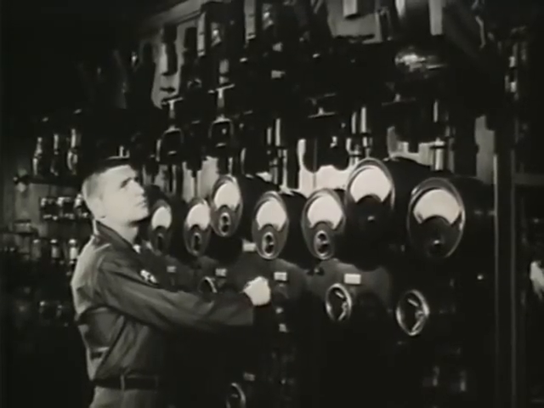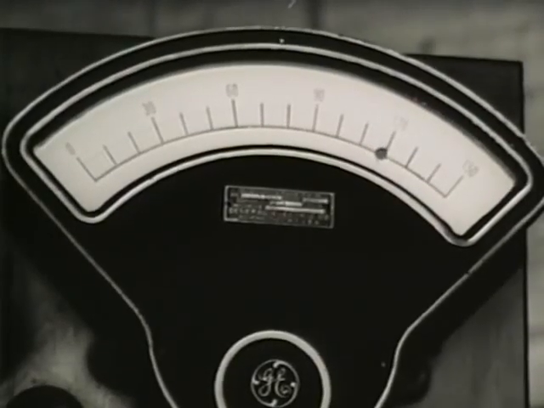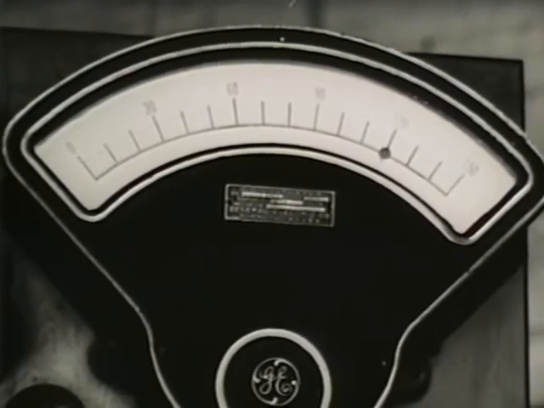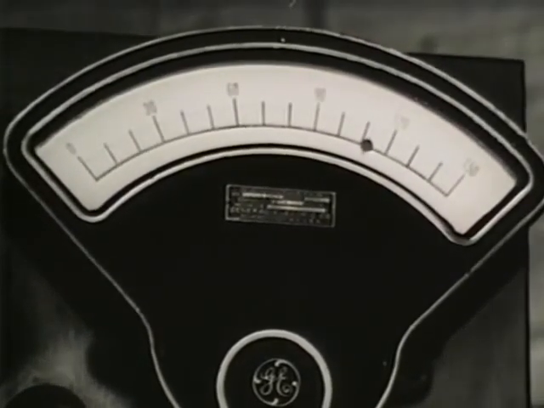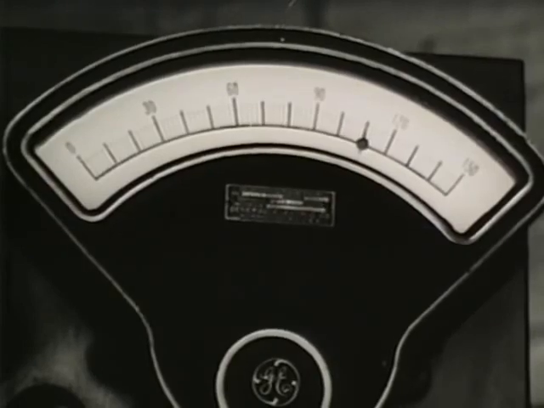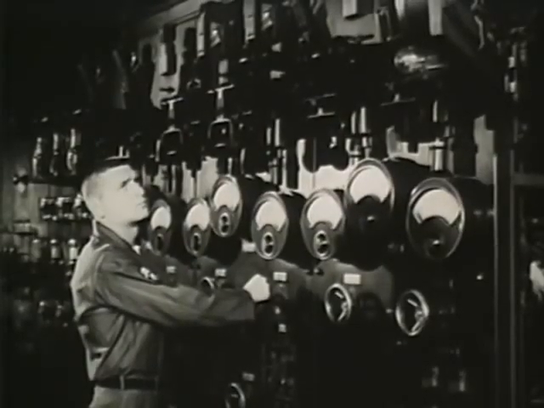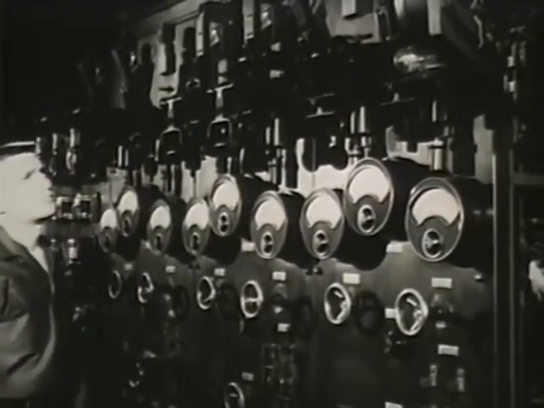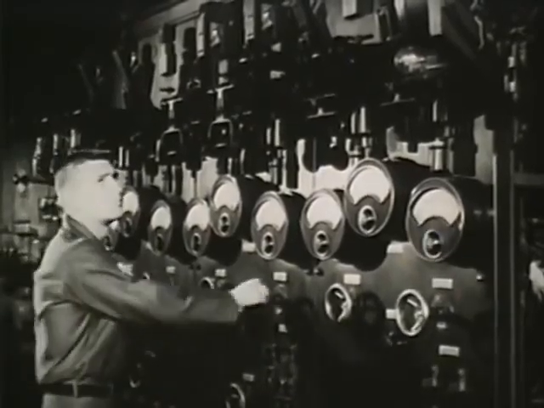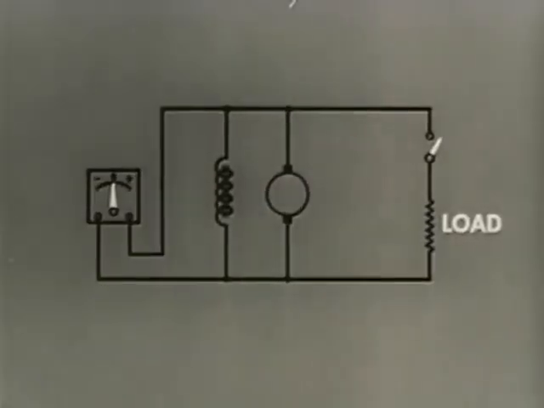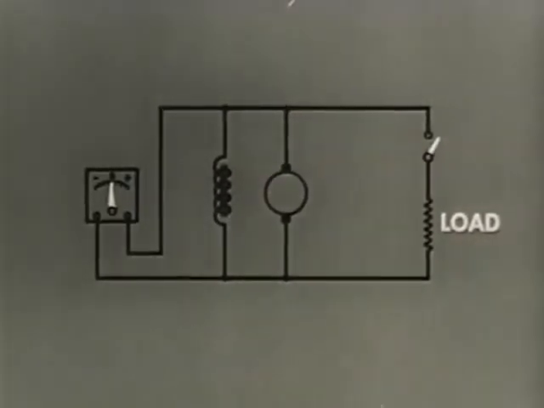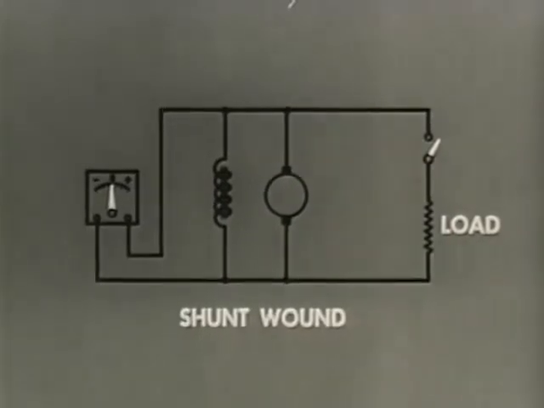When the load is increased, the voltage will increase. When the load decreases, voltage will decrease. Voltage regulation in the series wound generator, therefore, is very poor. When instead of in series, the field winding is connected in parallel with the armature and the load, we have a shunt wound generator.